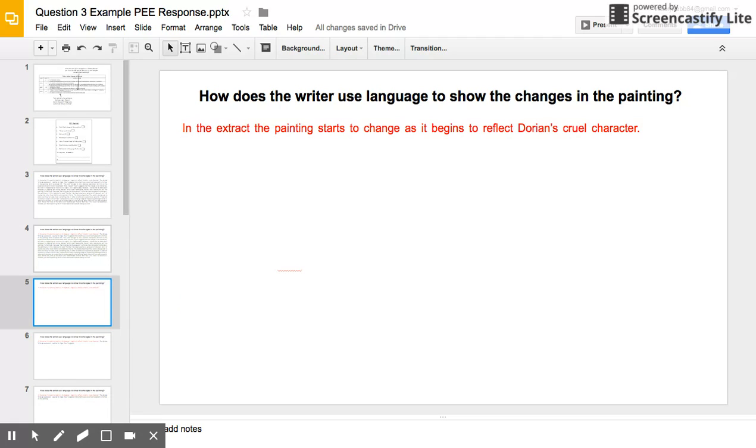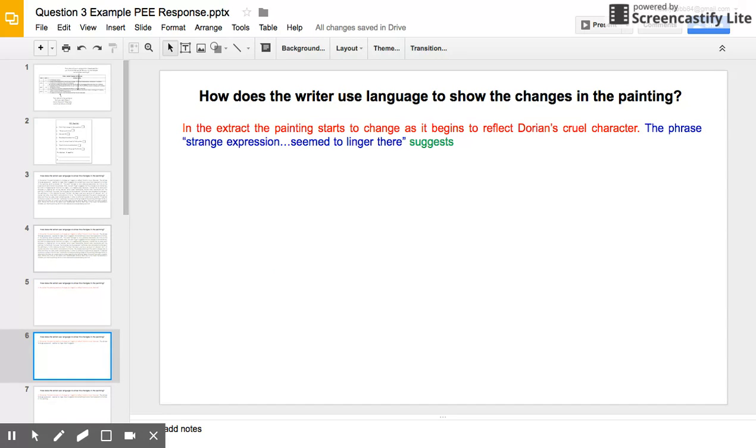We need a point sentence, and you take words from the question, turn it into a statement, as well as answering the question. So now we begin the evidence and explanation. And this is an example of an embedded quotation. Well, what does that mean? It means that our quote fits neatly into our sentence. In the sense that if it wasn't there, the sentence would still make sense. The phrase suggests still makes sense.